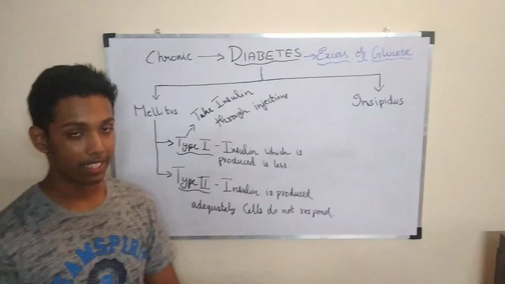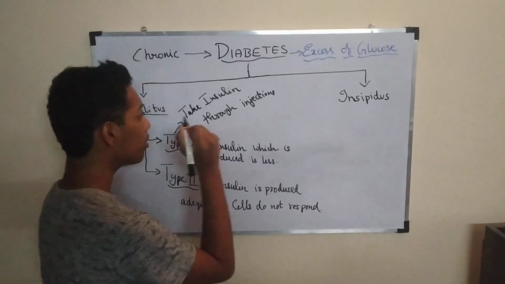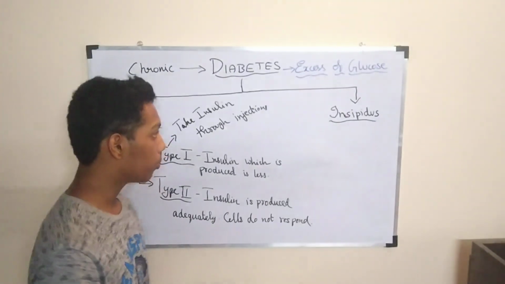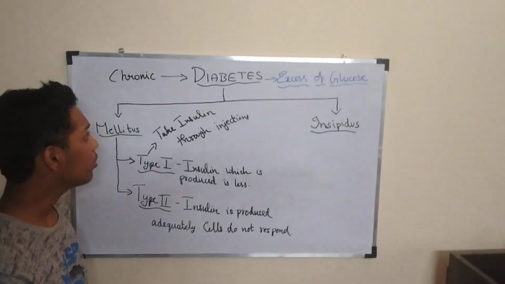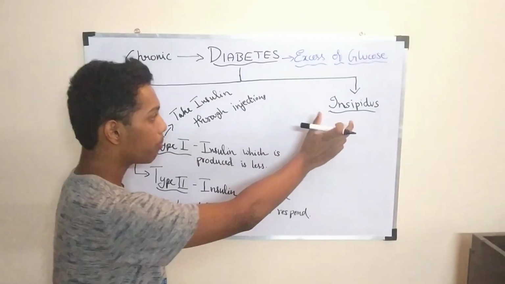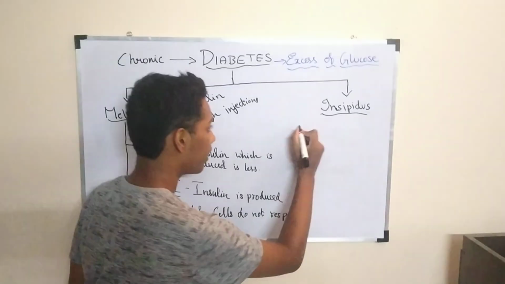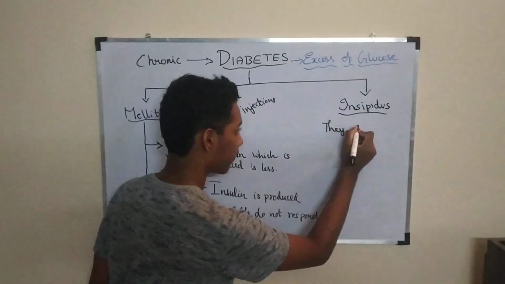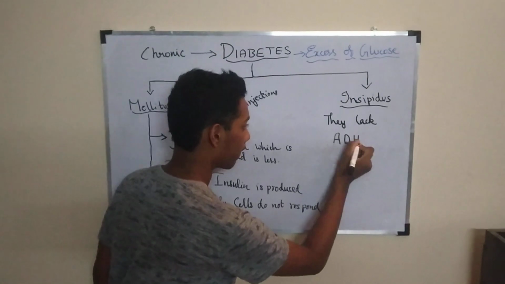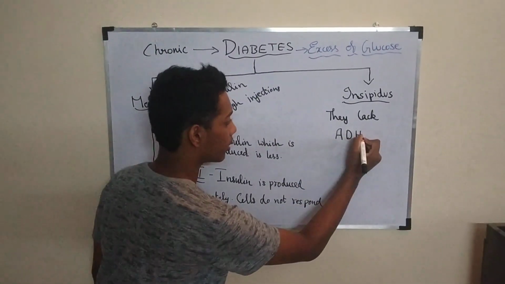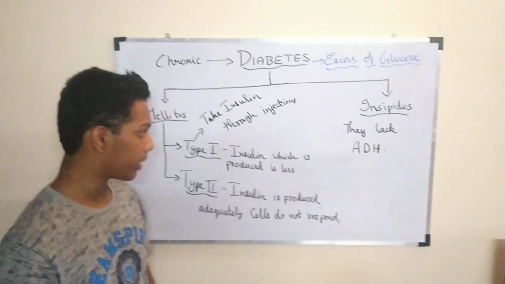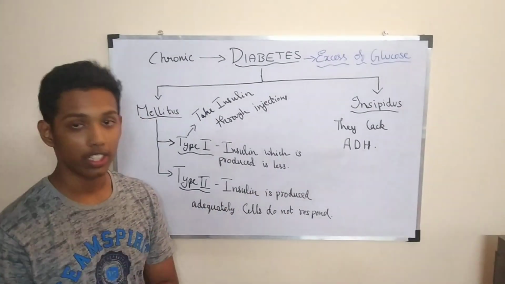Now coming to insipidus. I'm sure you remember that I taught you a different hormone today, which is the ADH hormone. If you have understood it clearly, these people with diabetes insipidus lack ADH. The people affected by diabetes insipidus do not have ADH hormone at all.